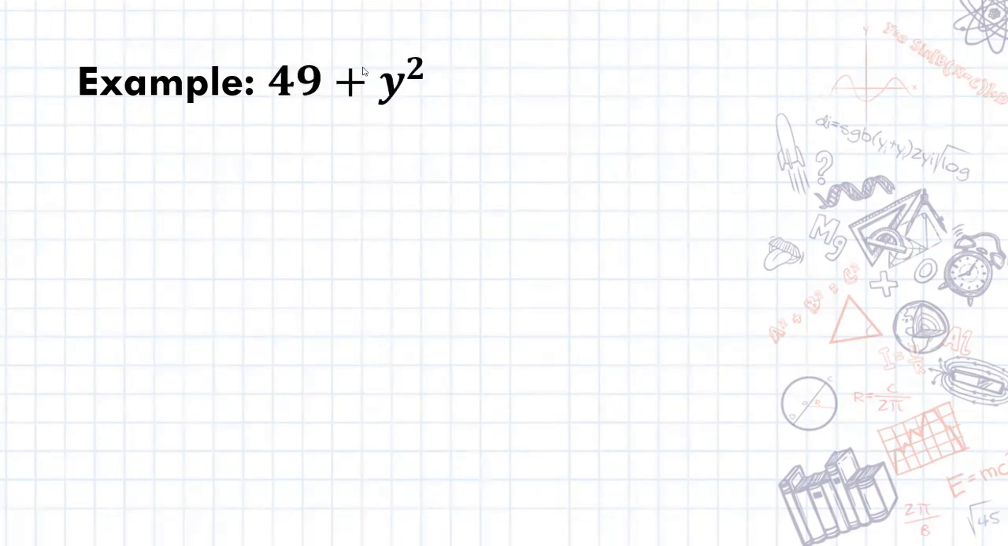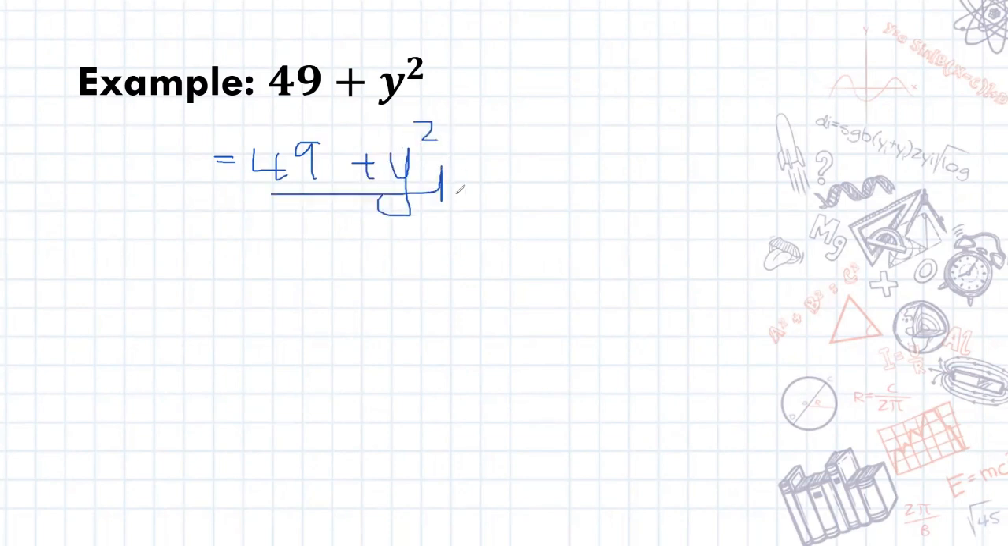Here we've got 49 plus y squared. So we've got two terms. They're both perfect squares, but it has a plus in the middle. So in fact, we cannot factorize this at all. So we would just actually write it as 49 plus y squared and leave it as that. You can do nothing further with this.